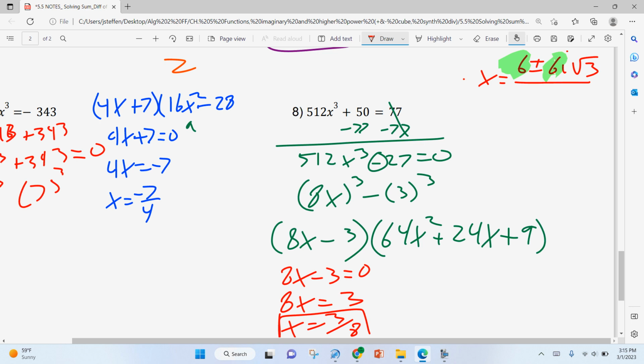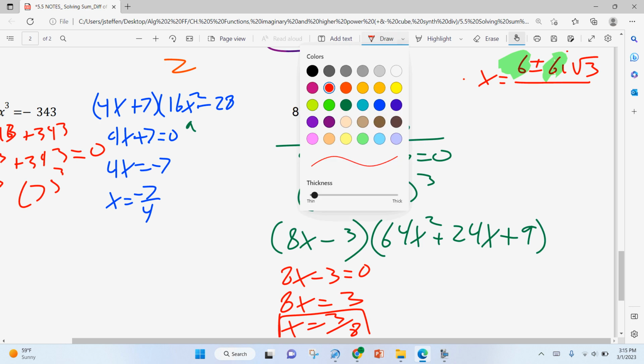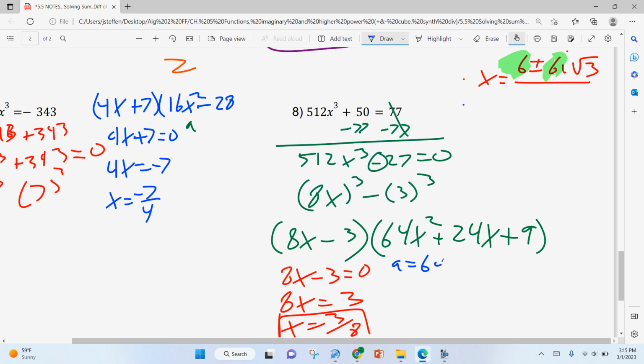And the other one, we're using the quadratic formula. So our A is 64. Our B is 24. Our C is 9. So plug that in. We get x is equal to negative 24 plus or minus the square root of 24 squared. I'm not going to have enough room. 24 squared minus 4 times 64 times 9. It's a nightmare.